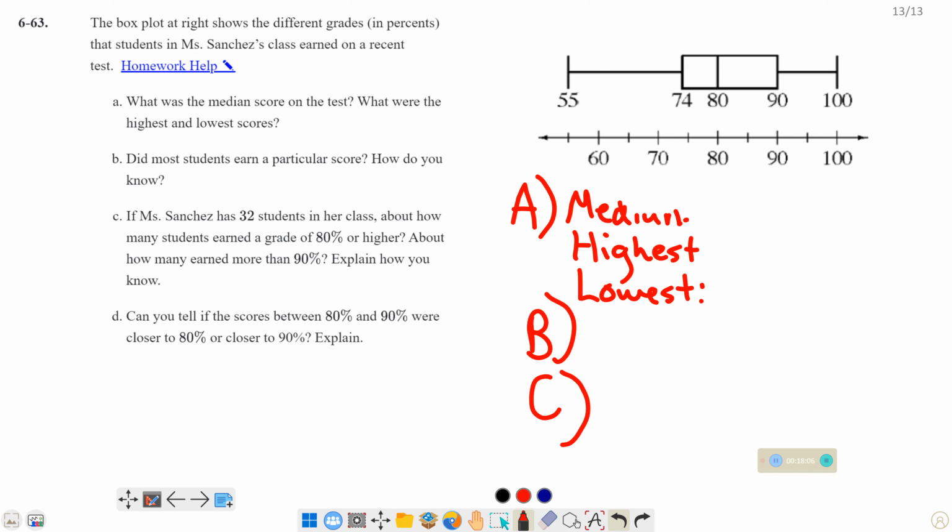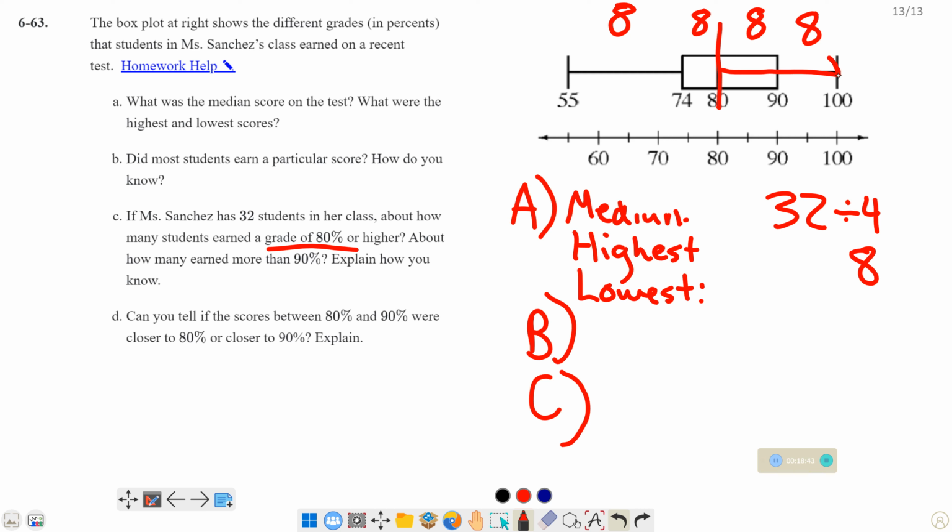Problem C. If Miss Sanchez has 32 students in her class, about how many students earned a grade of 80% or higher? Now this goes back to the quartiles. 32 divided by 4 is 8. That means that there are 8 students in this section, 8 students in this section, 8 students in this section, and 8 students in this section. So how many students earned a grade of 80% and higher? That many. 8 and 8 make 16.